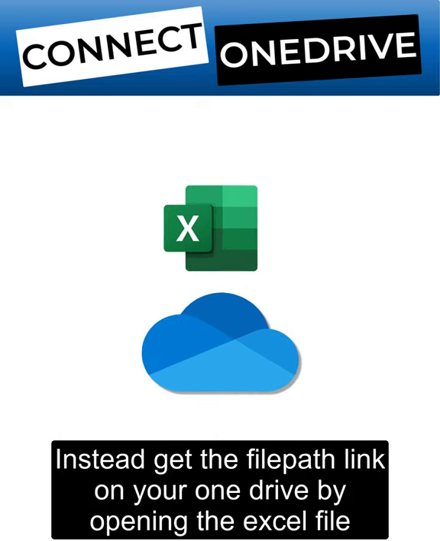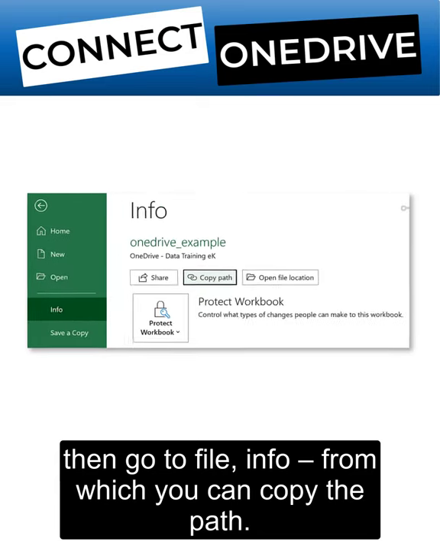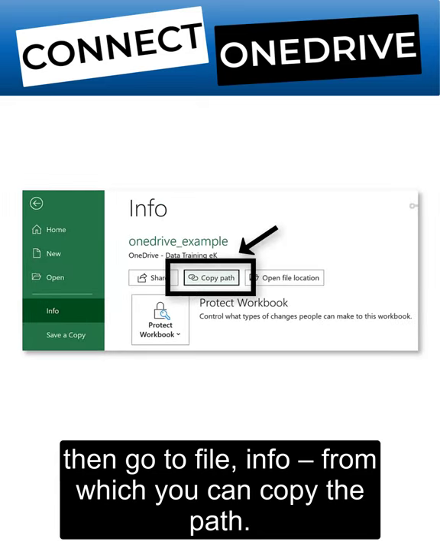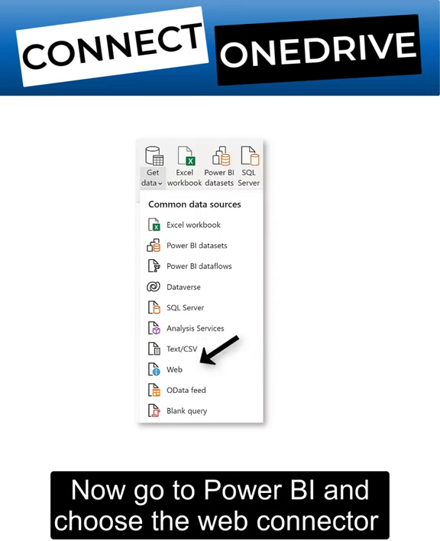Instead, get the file path link on your OneDrive by opening the Excel file. Then go to File, Info, from which you can copy the path. Now go to Power BI and choose the web connector.